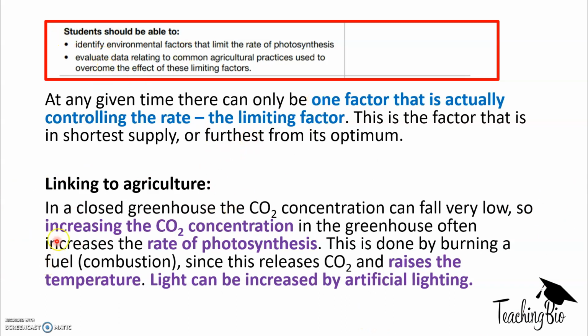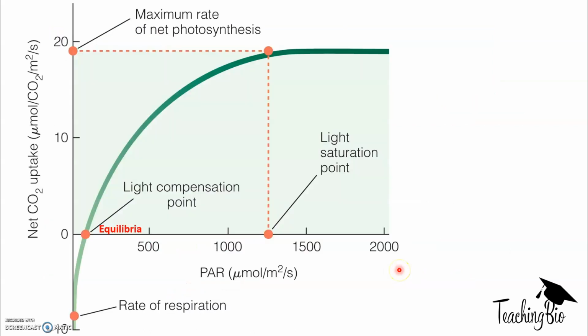for agriculture. So just note that in a closed greenhouse, the CO2 concentration can fall low, so we can artificially increase the CO2 concentration. And that will increase our photosynthesis. How do we increase CO2 concentration? Well, obviously, it's just going to be combustion. So this is just foundation GCSE chemistry. We just burn a fuel, we release CO2. That in turn will raise the temperature as well, because we're releasing heat energy. And then how can we increase light? Just turn the lighting up.